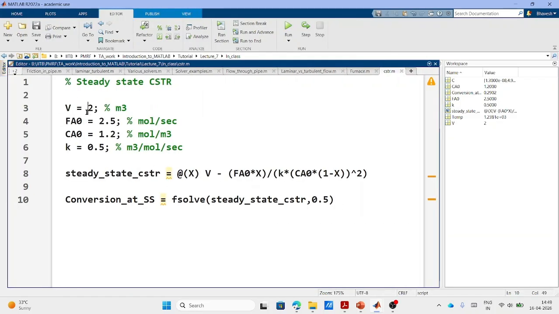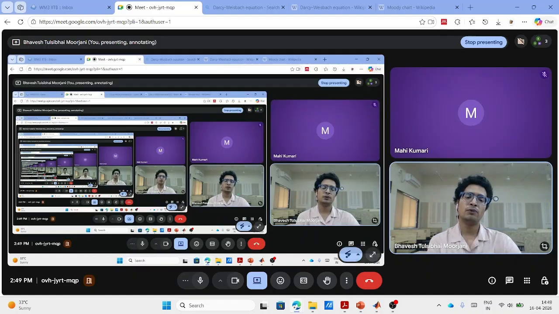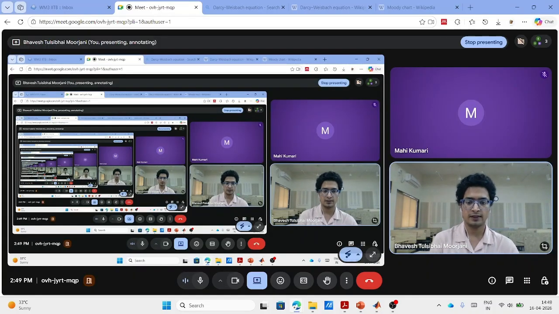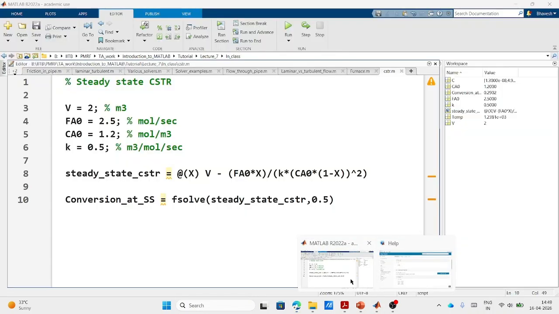Here the fixed volume is given. So let's say instead of the fixed volume, you want to understand how the volume of the reactor will affect my conversion. Instead of 2 meter cube volume, let's say I have 2.5 meter cube volume, or 3 meter cube volume. You want to see the trend change in the conversion with respect to volume. You can model that part also, which is fairly simple.